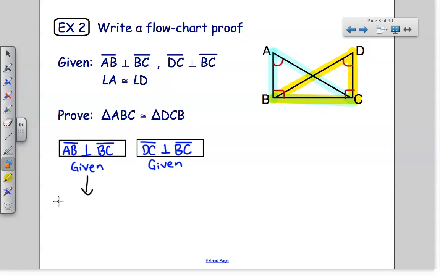This is a new statement. Because AB is perpendicular to BC, I know that angle, well, at vertex B, so I'm going to have to name it with three letters, angle ABC is a right angle. Angle ABC is a right angle. And how do I know that? Because of that symbol, perpendicular. Because perpendicular means that you are intersecting at a right angle. Therefore, I'm using the definition of that symbol or that word, perpendicular.